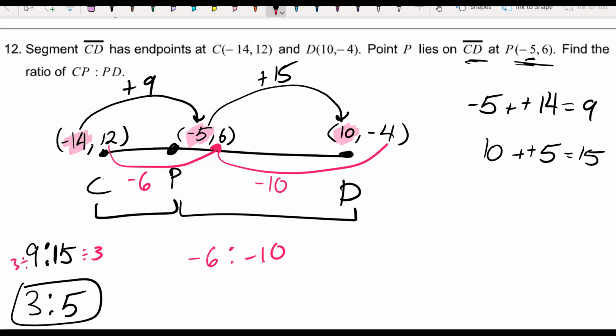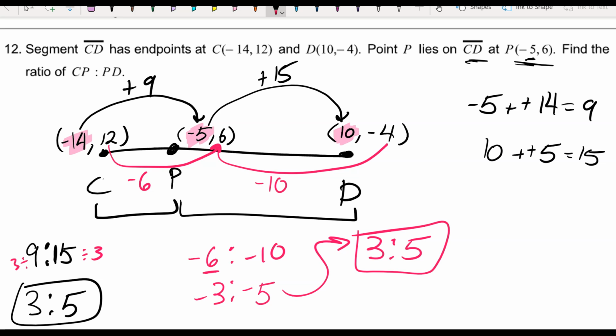again, I can't divide both sides by 3, but I can divide both sides by 2, where negative 6 divided by 2 is negative 3, and negative 10 divided by 2 is negative 5. Now I could also divide both sides by negative 1 to find that the ratio of the y values is also 3 to 5. So it doesn't really matter which piece you look at, but this shows that the ratio of CP to PD is in fact 3 to 5.